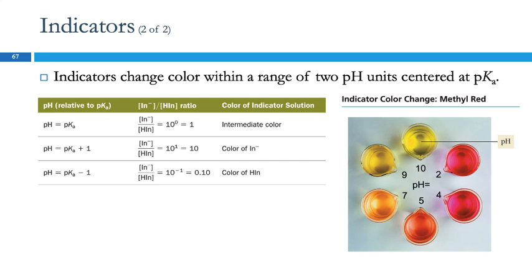So if we are at the pKa, we're going to have an intermediate color because we've got half of each. If we are above, we're going to have the basic, and if we're below, we're going to have the acidic. And so this is showing, I think this is methyl red. Yeah, methyl red. It says it right there. Showing how the pH changes from 2 to 4, 5, 7, 9. And so the pKa for this one is, I'm guessing, around 7. And so we're going to see that color change in there.